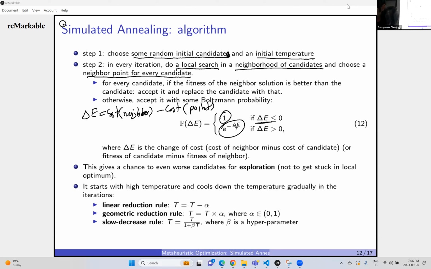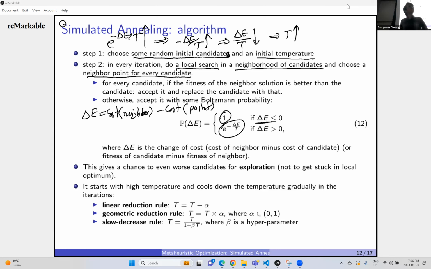Let me repeat. E to the minus delta E over T should be large initially. Therefore, minus delta E over T should be large. Therefore, delta E over T should be low. Therefore, T should be large. Agreed?